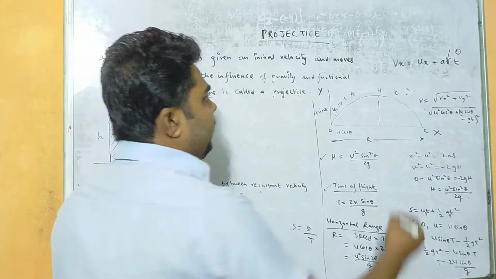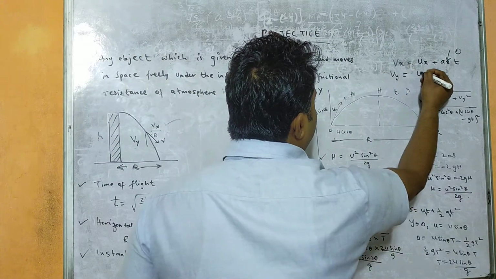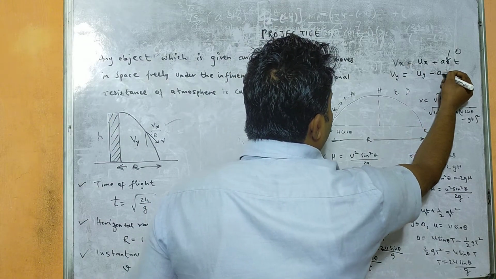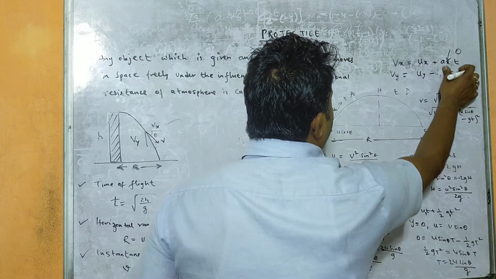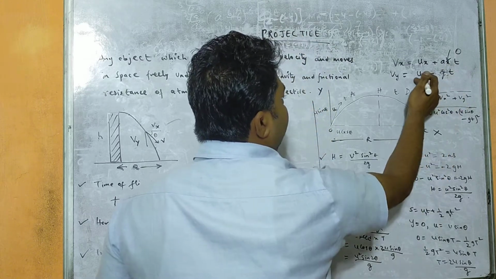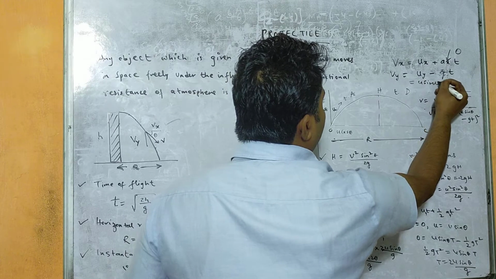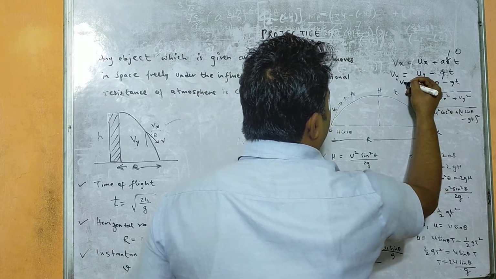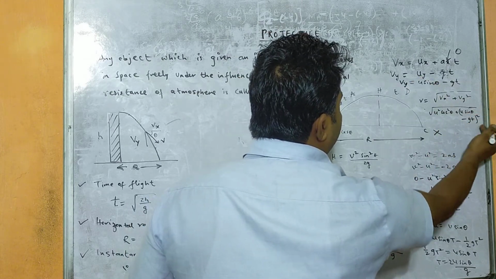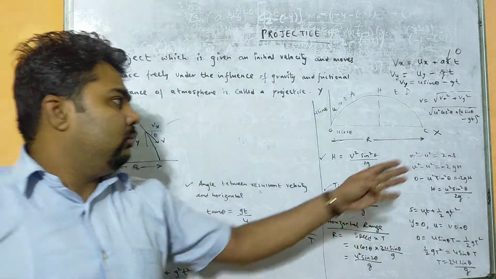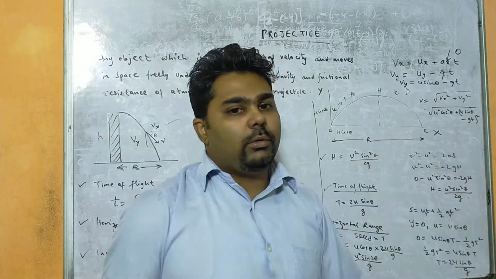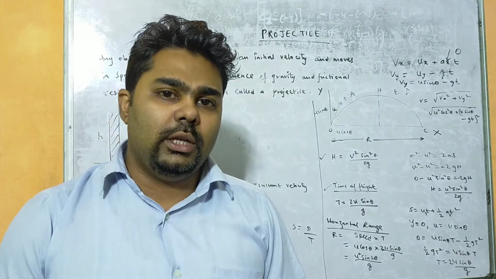Right? Similarly, vy can be written as u_y minus a_y t. a_y means here g. Right? What is u_y? That is u sin theta minus gt. So in place of vy, what I have substituted? u sin theta minus gt. So you can use the a minus b whole square formula. We will substitute the given values in the numerical.